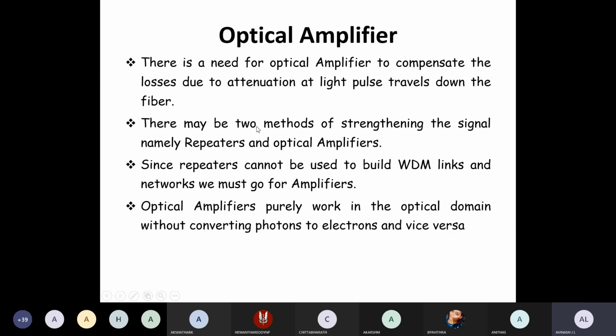There may be two methods of strengthening the signal. You are very much familiar with electronics. What are the ways we are going to strengthen the signal? One is that we can straight away use the amplifier, and when using the amplifier, the signal will be boosted up. The second is that while receiving the signal, if you are using repeaters or buffers, in that method also we can boost the signal level.